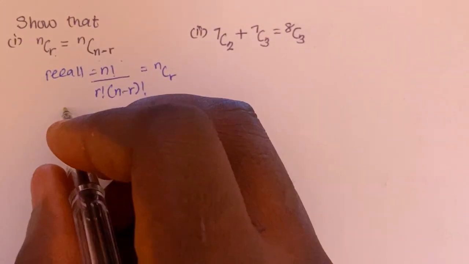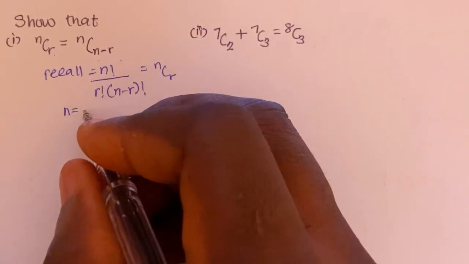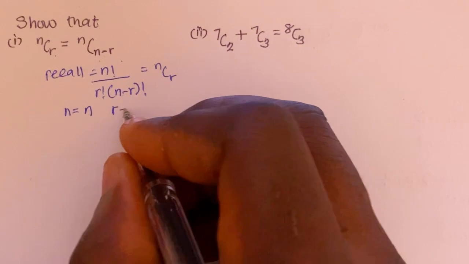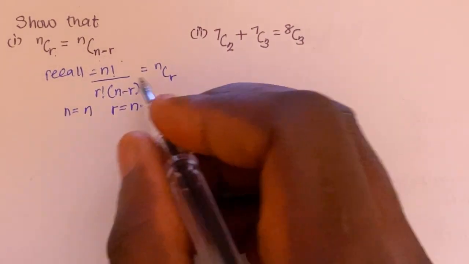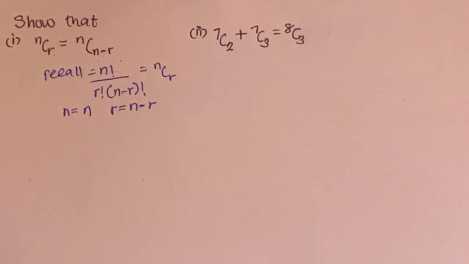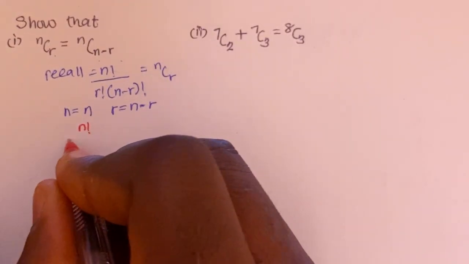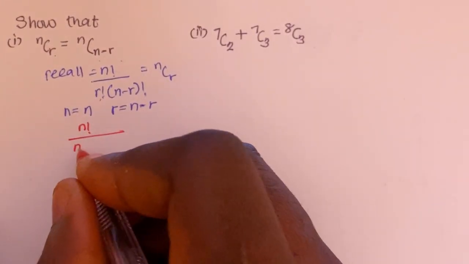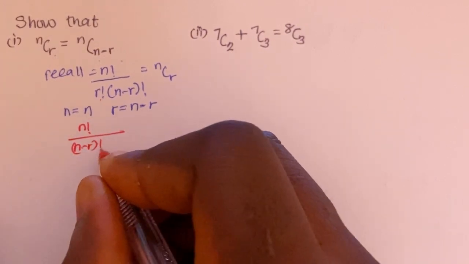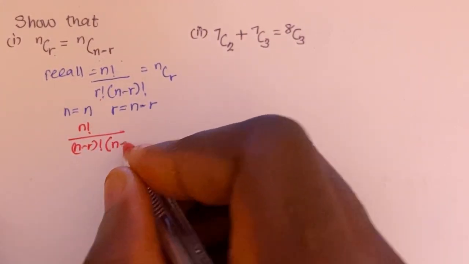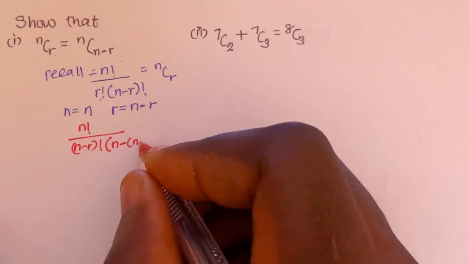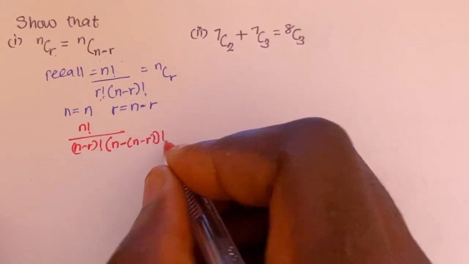So here I'm going to have my n to be equal to n, and my r will be equal to n minus r. Then I'm going to fix it inside this formula. Putting it inside this formula, I'm going to have n factorial divided by (n minus r) factorial into brackets n minus, what's my r again? I'm having n minus r again, factorial.